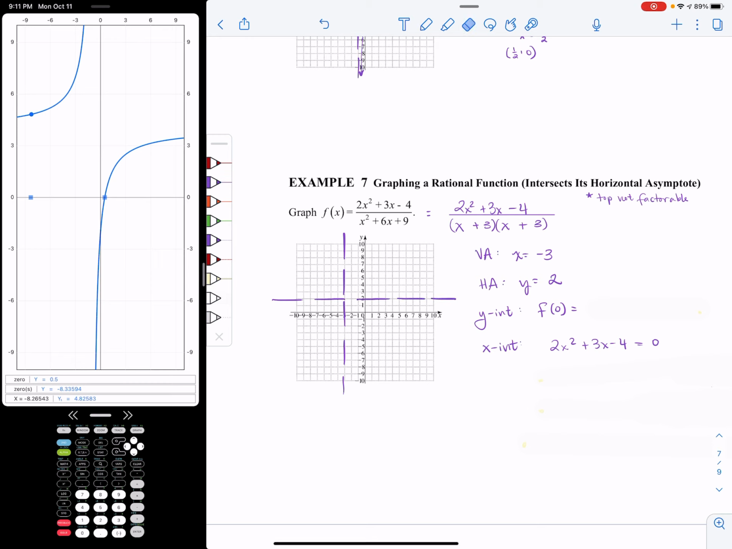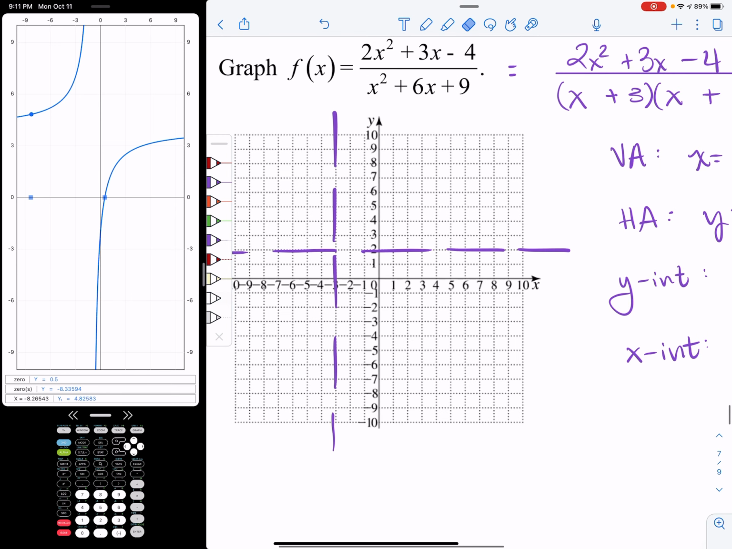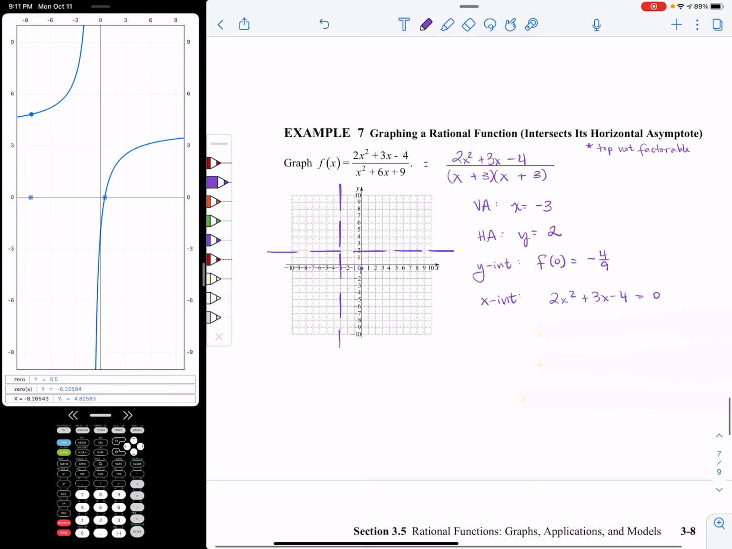My y-intercept, plug in 0 for x, and you're going to get negative 4/9. All right, so folks, negative 4/9 is basically a little less than a negative half. So I'm just going to go ahead and put close to a negative half there.